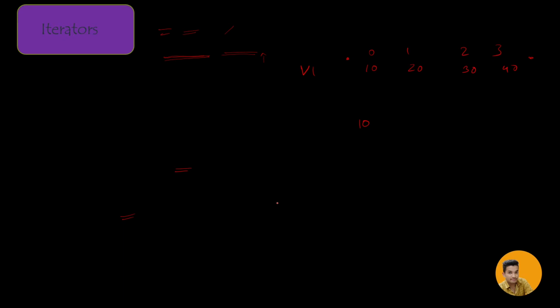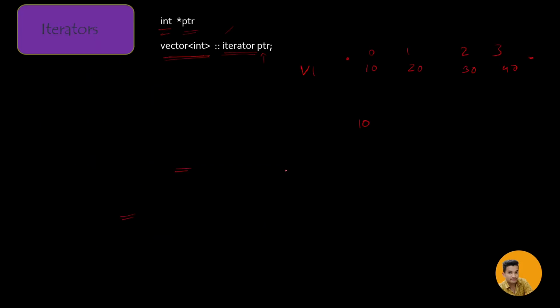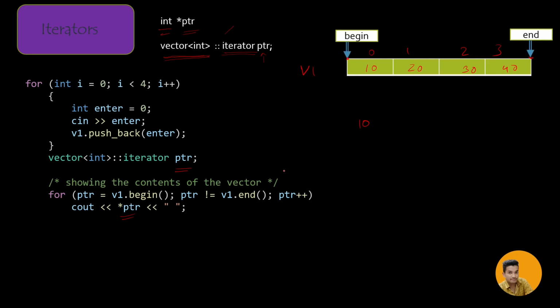And you can use the traditional method also, no issue, where you specify the index number. To show the size we can use the size function, and in this case it gives us 4.